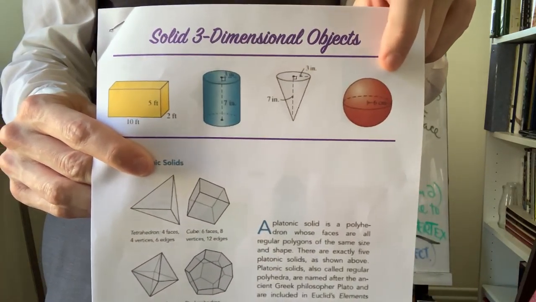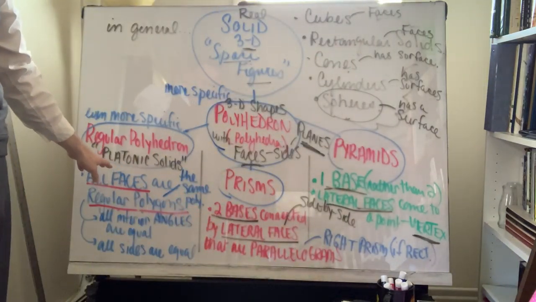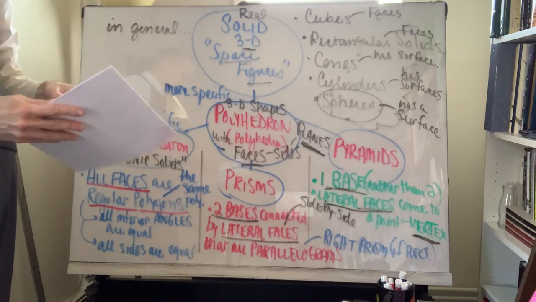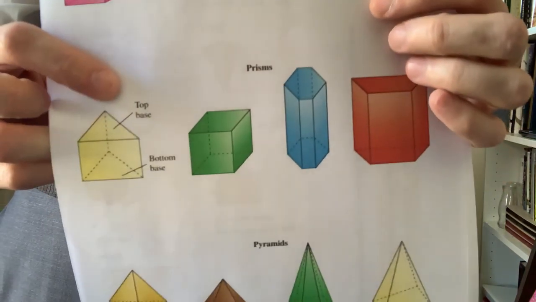These are all space figures. A subcategory is the Platonic solids. Again, Platonic solid is another way of saying regular polyhedron. All right. And you can see, here are the examples of some prisms, right?